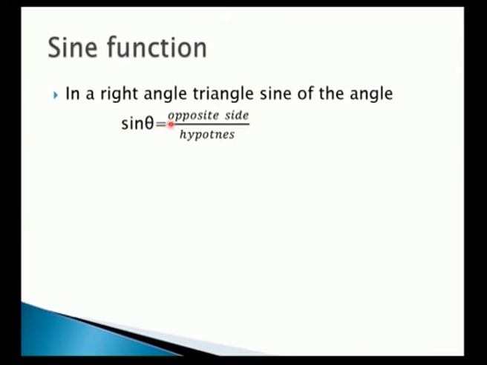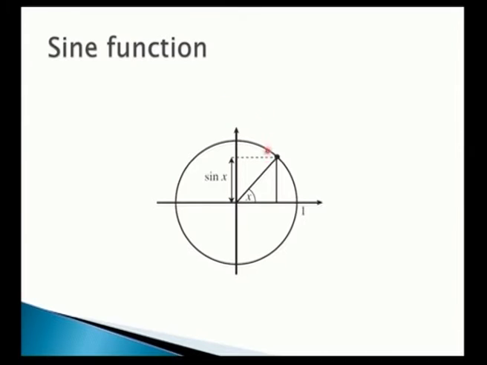Considering the three different sides, we can obtain the trigonometric ratio sine of an angle by this formula. Sine of an angle theta is equal to opposite side by hypotenuse. So here sine of an angle is obtained as a ratio of two sides of the right angle triangle. Apart from this definition, this sine function can also be explained or defined as a function like this.